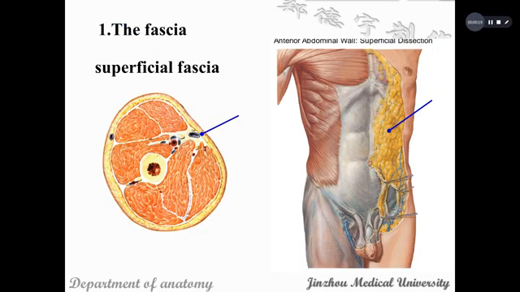The fascia, including the superficial fascia and the deep fascia. Because the superficial fascia is beneath the skin, it's also named the subcutaneous layer or subcutaneous fascia. It contains the superficial veins and cutaneous nerves. And then the superficial fascia envelops the body and contains lots of adipose tissue.